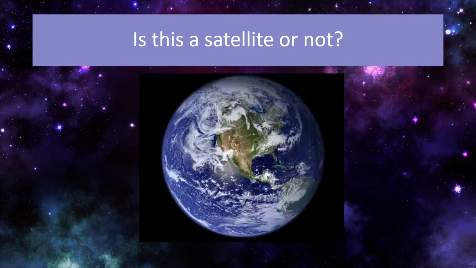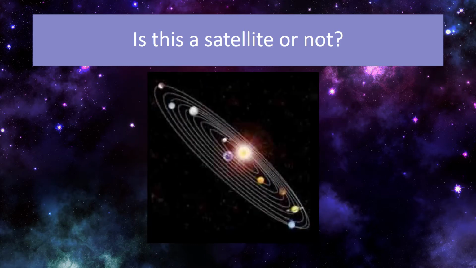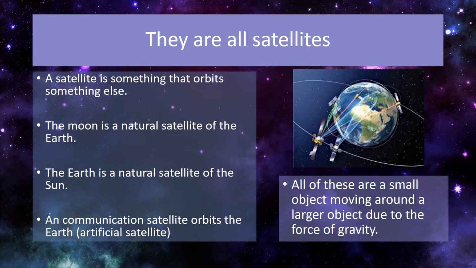Is this a satellite? Well, in theory, because it orbits. Is this a satellite? We're not orbiting one particular point, but yes, we are, because we're coming from this particular point of the Big Bang. So yes, they're all satellites. So a satellite is something that orbits something else.